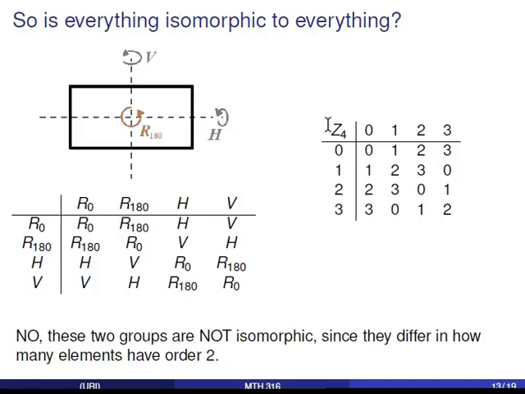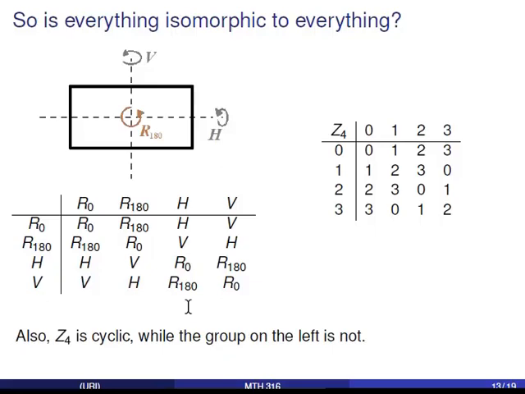Now in Z4, as I look at the elements, 0 is the identity, and as I look on that main diagonal, I see that only 2 has order 2. There's only one element of order 2, and there were 3 elements of order 2 over in this first group. So that tells us that the two groups are not isomorphic. If they were isomorphic, you would expect to see the same number of elements of order 2 in both groups.